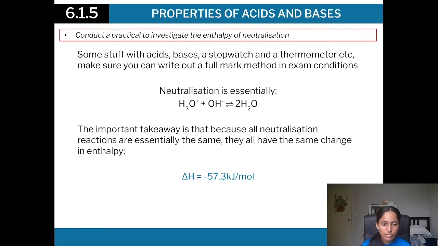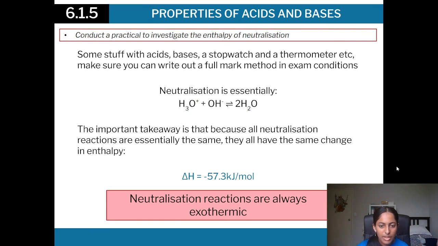And all neutralization reactions pretty much have the same change in enthalpy, and that is pretty much negative 57.3 kilojoules per mole. This is pretty much the enthalpy produced because you have water as a product. So just be aware of that. And neutralization reactions are always exothermic.